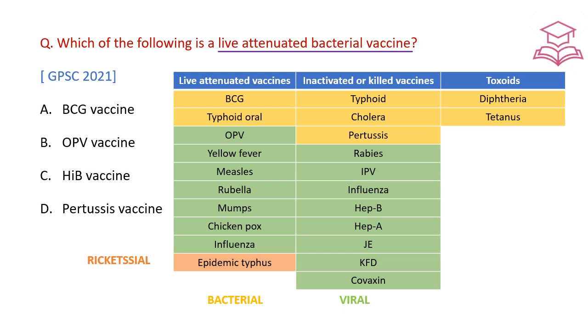rickettsial. Now, in inactivated or killed vaccines, typhoid, cholera and pertussis are bacterial vaccines. Rabies, IPV, influenza, hepatitis A and B, JE, KFD and Covaxin are inactivated viral vaccines. The toxoids are diphtheria and tetanus, which are bacterial vaccines. Now, an additional point, Covishield is a recombinant viral vaccine. So the answer for a live attenuated bacterial vaccine is BCG vaccine in these options.